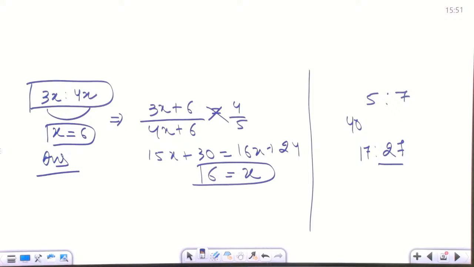Okay, write the question. Two numbers are in the ratio 5 is to 7. On diminishing each of them by 40, they become in the ratio 17 is to 27. Then find the difference of the numbers.